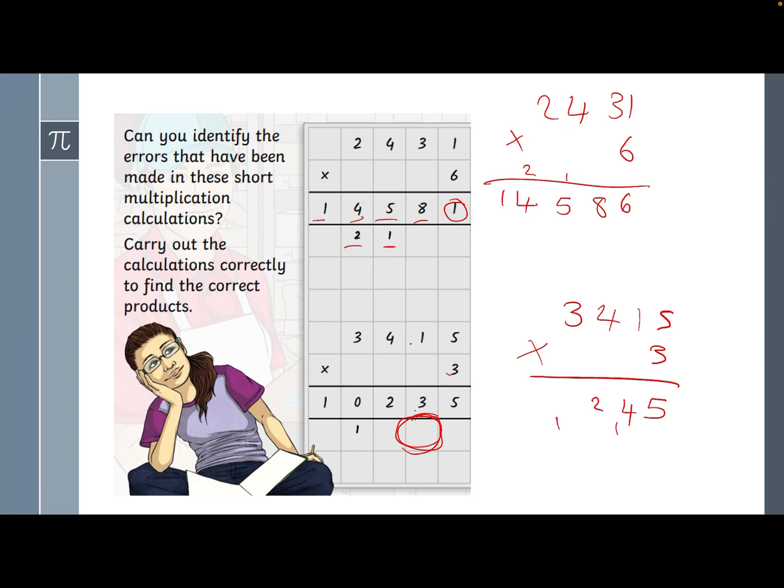Have they made any more? 3 times 4 is 12. 3 times 3 is 9. There we go. That was their error. They forgot to regroup. So it should be 3 times 5 is 15. So that lot of 10 should actually go into a 10s column. Well done if you managed to get that and articulate your answer.